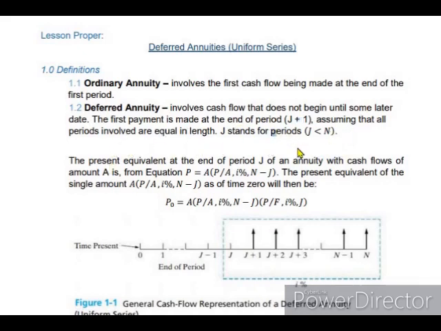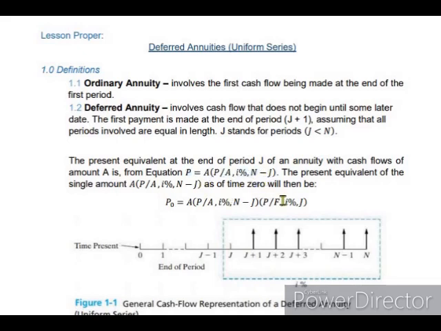Assuming that all periods involved are equal in length. So, J stands for period. So, dito sa deferred, yung J dyan stands for periods. Tapos, yung periods na yan, J is less than doon sa capital letter N. Ibig sabihin, dun sa pinaka-total na period, kung ilang beses man siyang i-compound interest o babayaran. Okay? So, the present equivalent at the end of period J of an annuity with cash flows of amount A is from equation P. So, tandaan nyo itong equation na to.